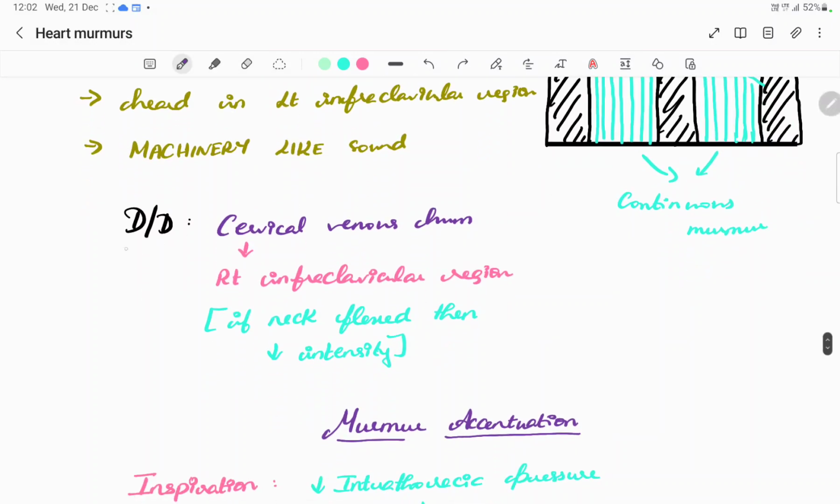The differential diagnosis of patent ductus arteriosus murmur is something known as a cervical venous hum. This is normally heard in the right infraclavicular region, but it might also be heard in the left infraclavicular region. So to differentiate, we normally ask to flex the neck. That will decrease the intensity of the murmur.